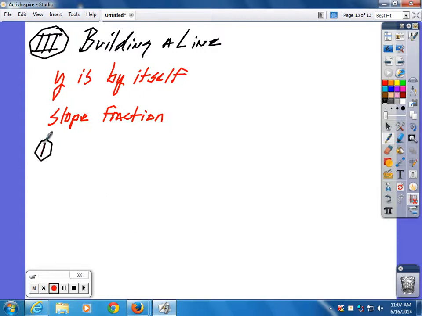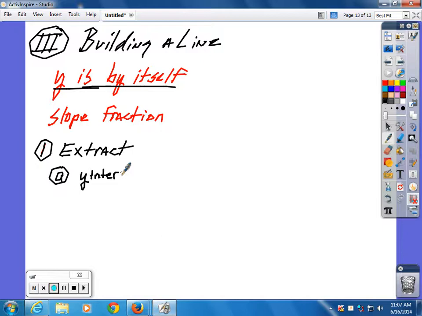Because y is by what? It's by itself, so it's in the general form. So you pick out the stuff you need. 1, extract info. Extract means what? Think of a tooth. Pull out. All right? So, A, you're going to pull out the y-intercept. What is the y-intercept? Well, it's going to be 0, comma, B. Whatever B is.